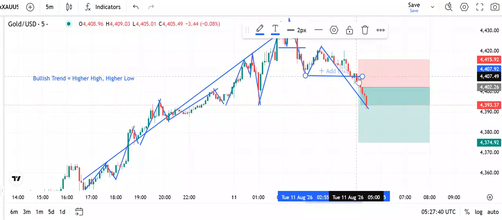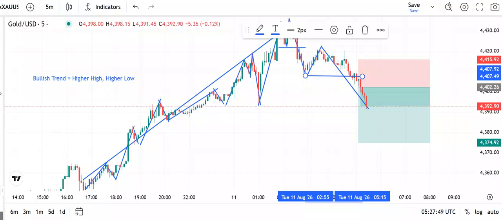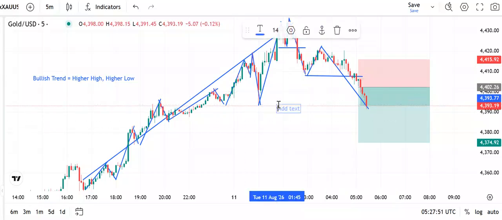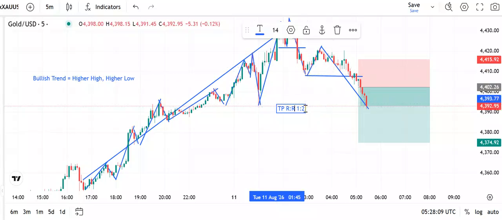So you enter that breakup structure, then the distance of the pullback will be the measurement of the stop loss. And your TP will now be maybe risk reward ratio 1 to 2, or ratio 1 to 3.